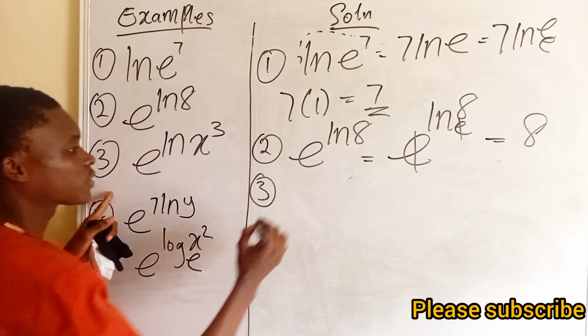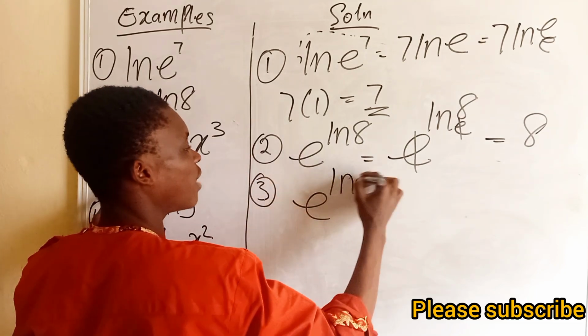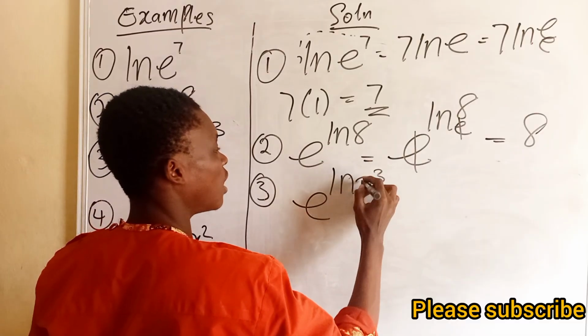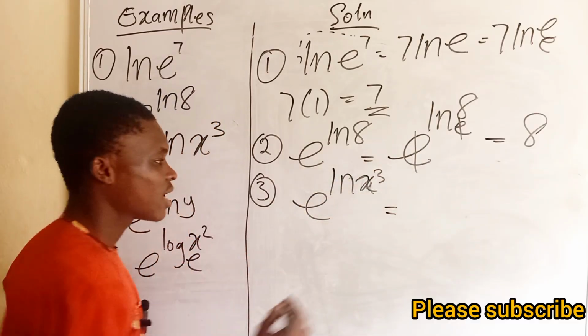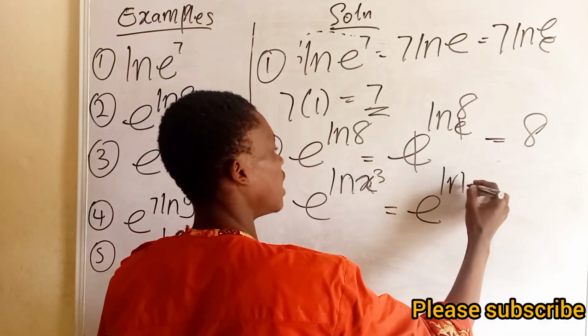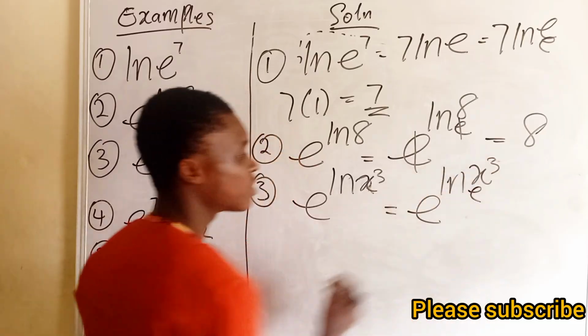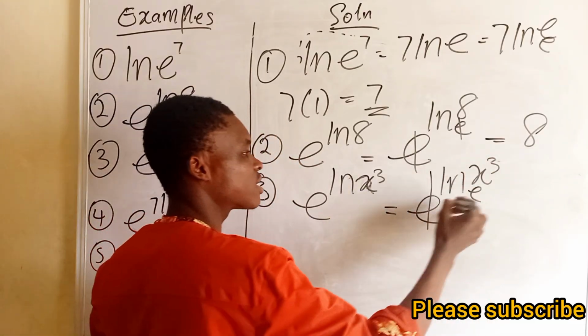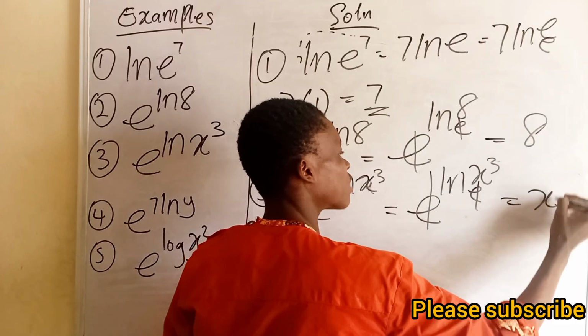Question 3. We have the exponential, the ln of x cubed. So this implies that exponential ln of x cubed base e, so that this base cancels out this base and this equals x cubed.